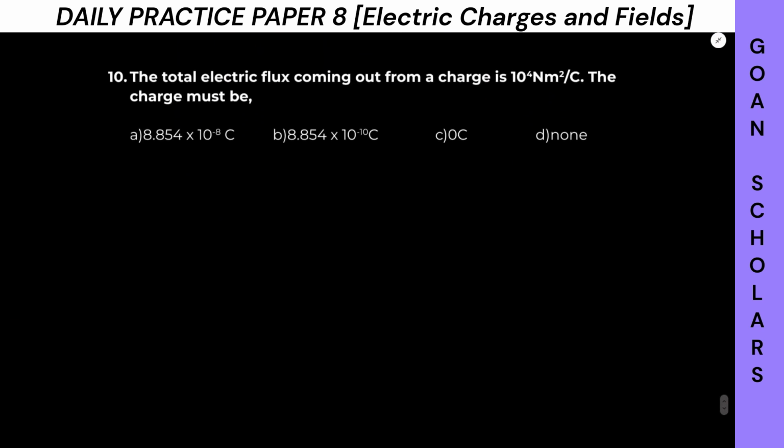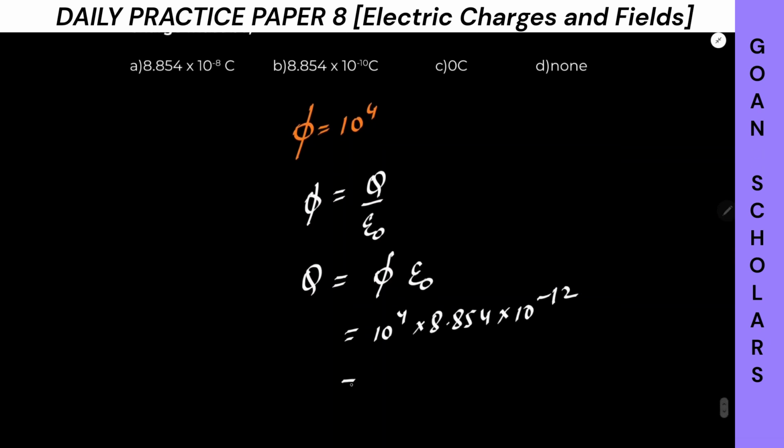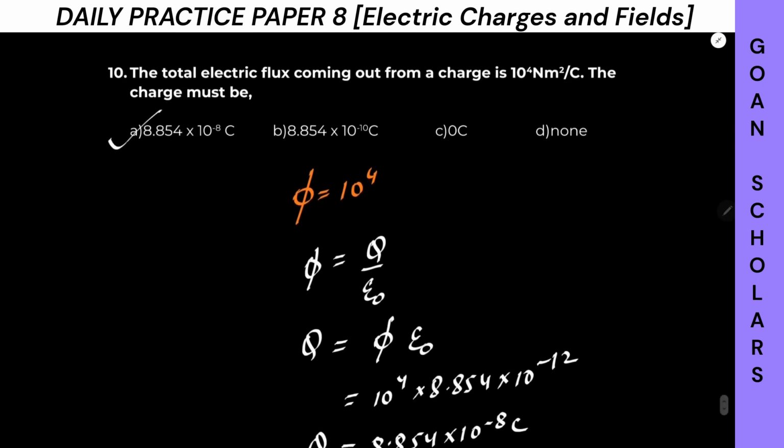The total electric flux coming out of a charge Q is equal to 10 to the power 4. Wait, total flux is given, not the charge. So flux phi is 10 to the power 4. The charge must be found, so we will again use Gauss's law. Flux phi is equal to Q by epsilon naught and Q will be equal to flux phi into epsilon naught. Flux phi is 10 to the power 4 and epsilon naught is 8.854 into 10 to the power minus 12. So that will be 8.854 into 10 to the power minus 8 coulomb. That's the charge. Option A. This was paper 8.